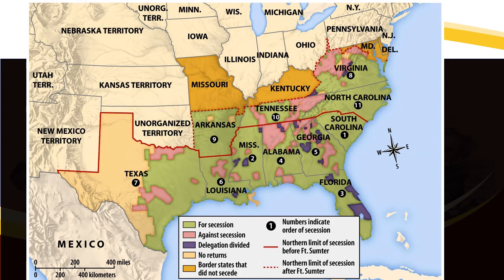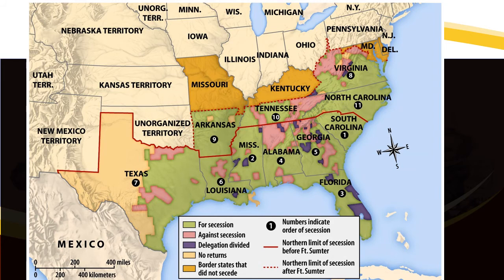So the map shows you that the first states to reject Lincoln are the most southern of the states. And the last states to leave are the most northern states. They're the ones closest to the North. Can you think of why that might be? Is it possible that these northern states, being closer to the North, have more ties to the North? That it's a bigger deal for them to leave because they're closer to the northern states?